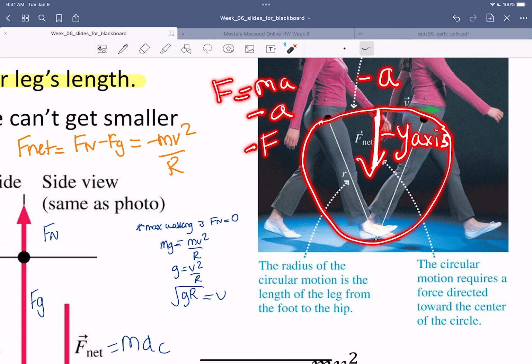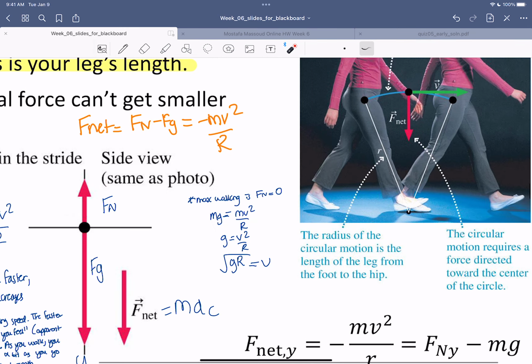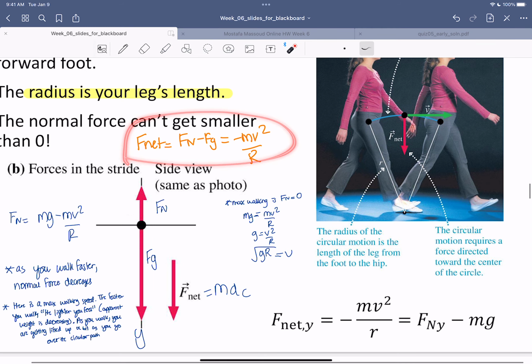If our F net is negative, since we have circular motion, remember the net force is our centripetal force. So if F net is negative, then Fc is negative. And so if Fc is equal to mv squared over r, and it's negative, then we just add a little negative sign: negative mv squared over r. And that gives us this idea here.